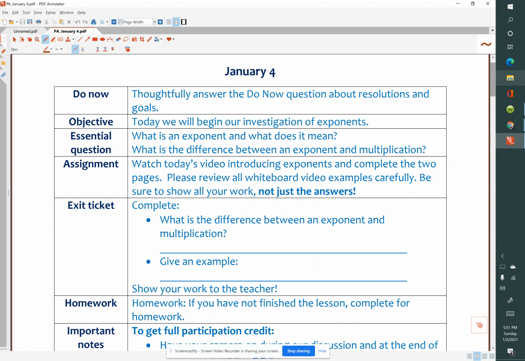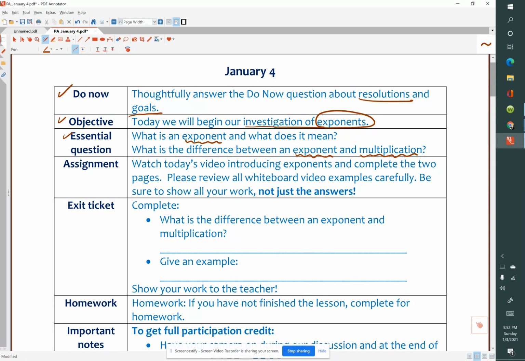And today we're going to start by investigating exponents. So our do now question, as always, will be first, and it is a question about resolution and goals. And students, that's something we'll be talking about quite a bit this week. I hope you enjoy that discussion. Today, though, our objective is to begin our investigation of exponents. We'll talk about what that means, which leads us to our essential question: what is an exponent and what does that mean? And what is the difference between an exponent and multiplication? So we'll think about that while we work.